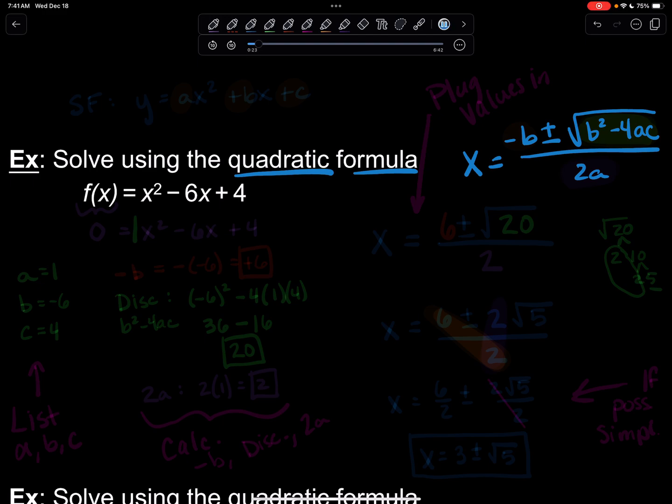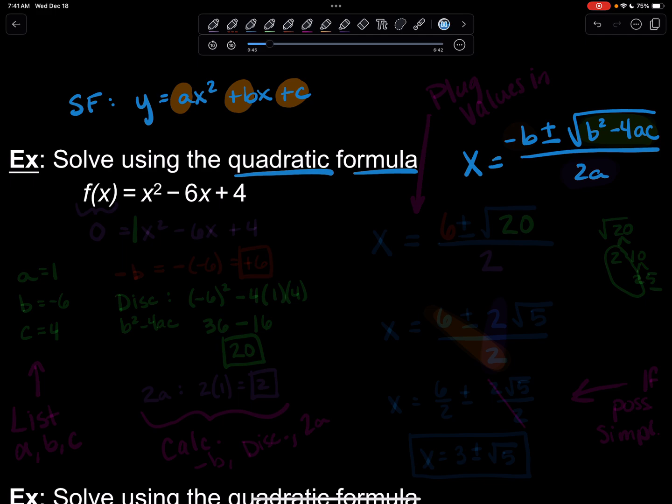our process. Now, please keep in mind that the standard form for a quadratic is y is equal to ax squared plus bx plus c. And so when we're talking about our a, b, and c value, we are only talking about the variables in front of the x, not the x itself.